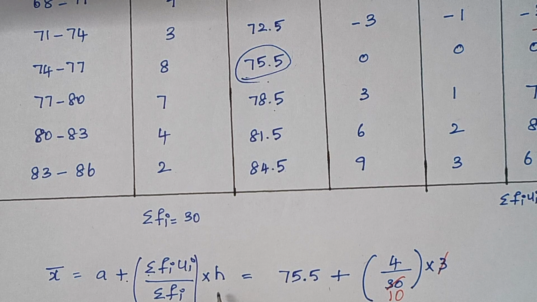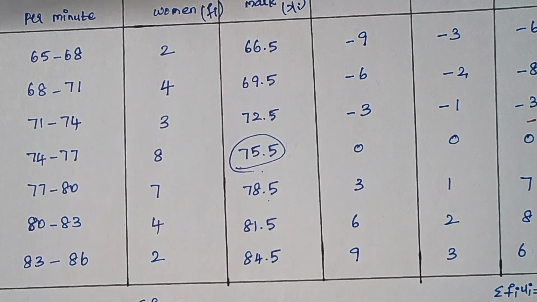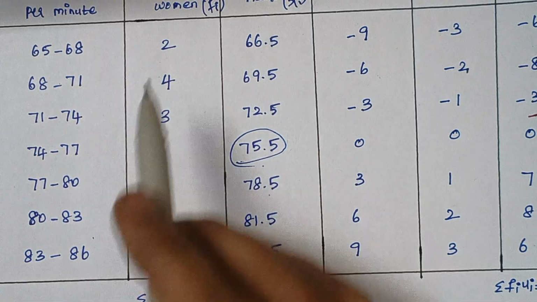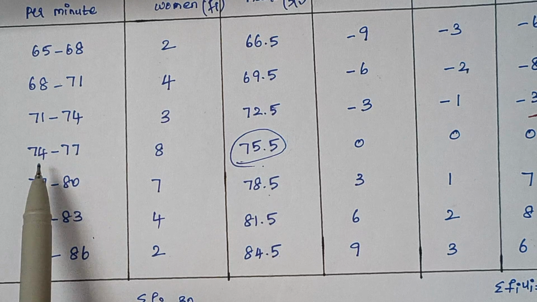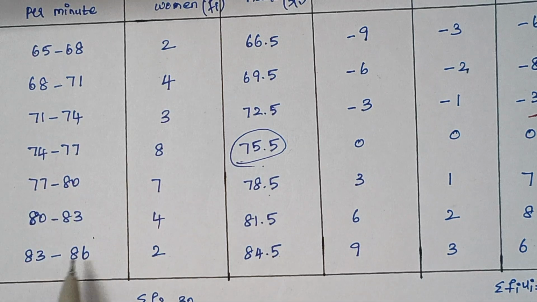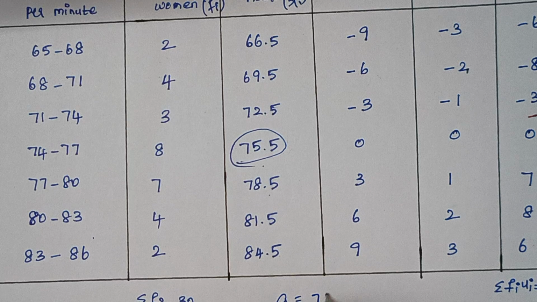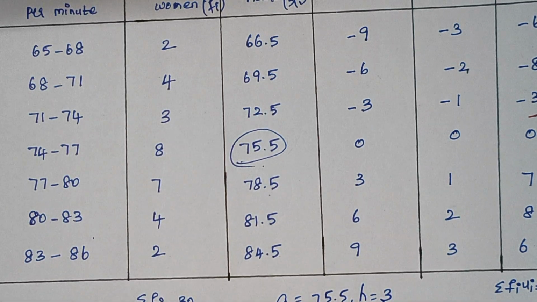Again, we have to find h. What is the value of h here? You see, the intervals are common. 68 minus 65 is 3. Similarly, 77 minus 74 is 3 and 86 minus 83 is also 3. So here the intervals are constant, and the value of h is 3. So here the value of a is 75.5 and the value of h is 3.